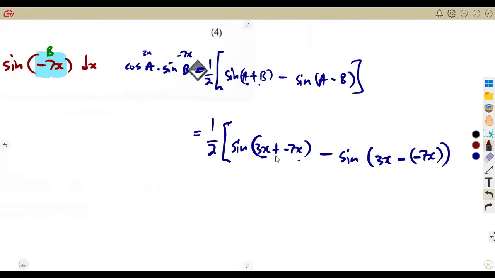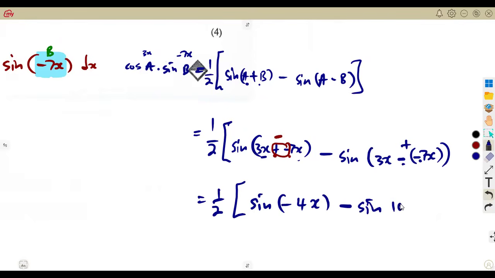So there we had positive, negative. What are you going to have here? A negative. So that will be half of what? Sine 3 minus 7, which is minus 4x. Minus, we've got a minus and minus, that will be a plus. So 3 plus 7, which is going to be what? A 10. So that will be 10x.